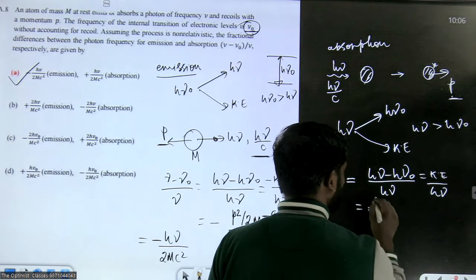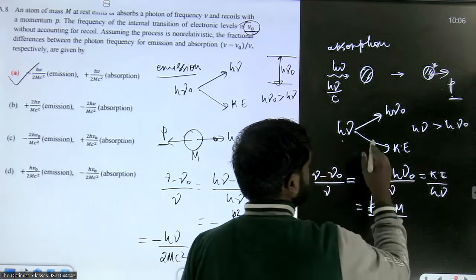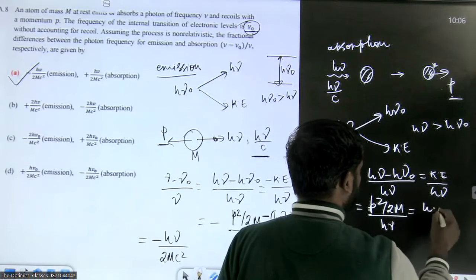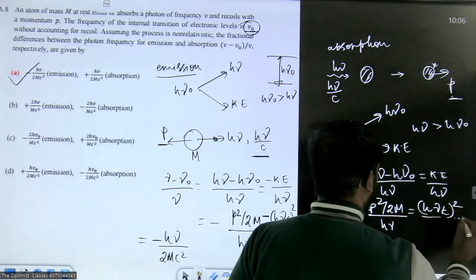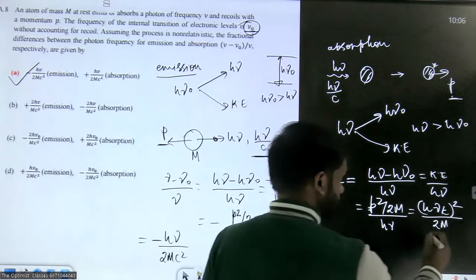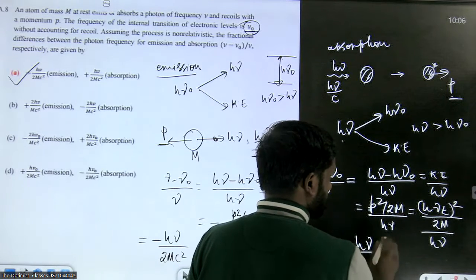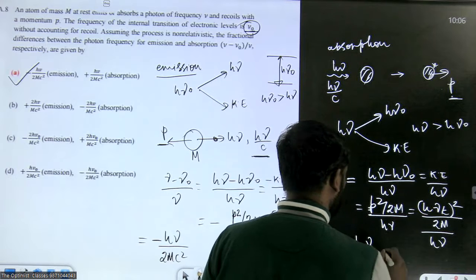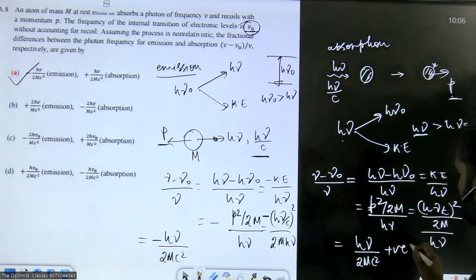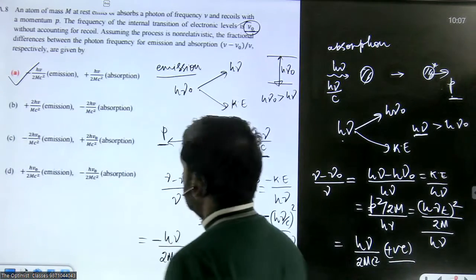Yes, kinetic energy is actually equal to, as I said, p square by 2m, divided by h nu. And as I said, to conserve momentum, the momentum of the atom must be equal to h nu by c. So we'll write h nu by c whole square divided by 2m. See, we are writing kinetic energy as p square by 2m because it is a non-relativistic situation. And divided by h nu we have. So h nu will cancel out, and we'll get h nu upon 2m c square. See, this is positive, because this term is greater, so this is a positive term, which is given here. In absorption, we have h nu divided by 2mc square.